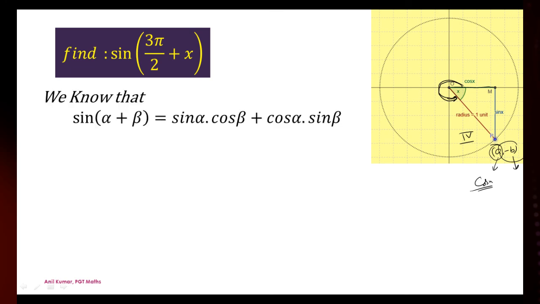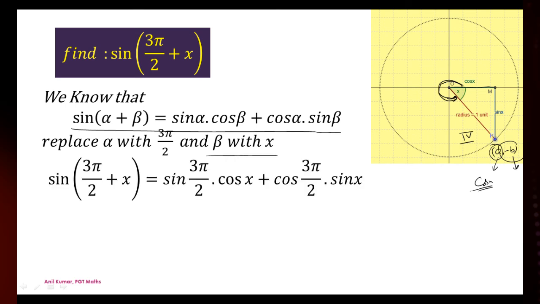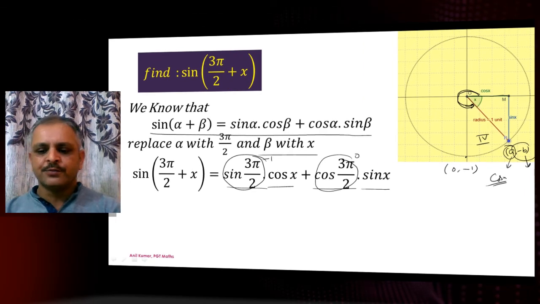So we know that sine alpha plus beta is sine alpha cos beta plus cos alpha sine beta. Replace alpha with 3 pi by 2 and beta with x. It becomes sine 3 pi by 2 cos x plus cos 3 pi by 2 sine x. At this point, 3 pi by 2, we discussed earlier, it is 0 comma minus 1. So sine 3 pi by 2 will become minus 1 and cos 3 pi by 2 will become 0. So let's put the value.